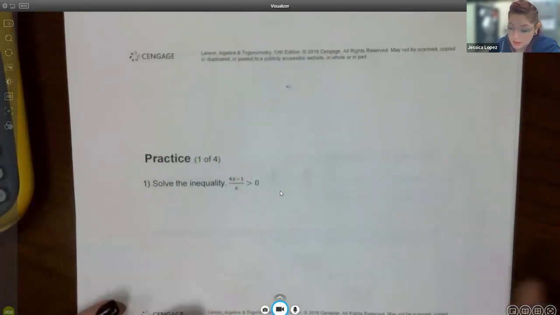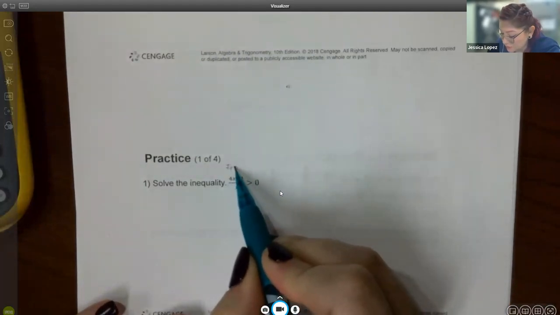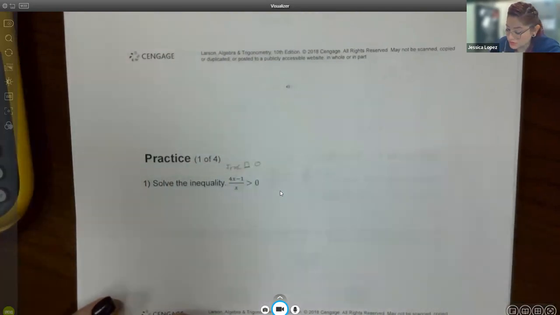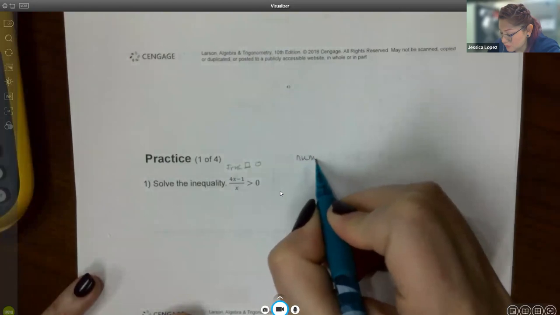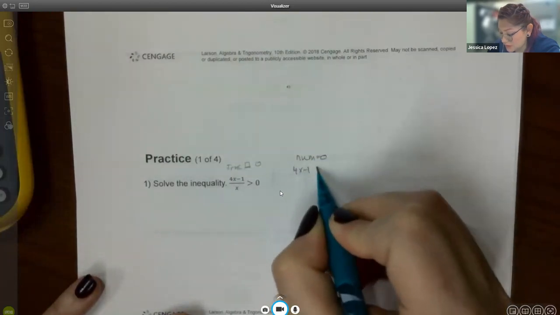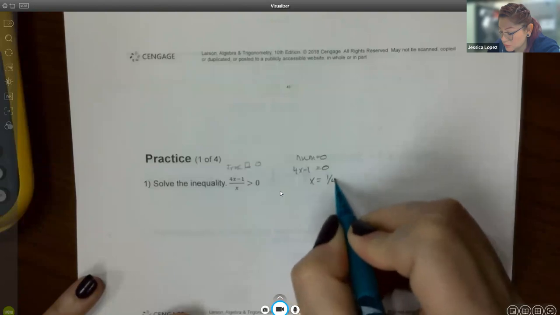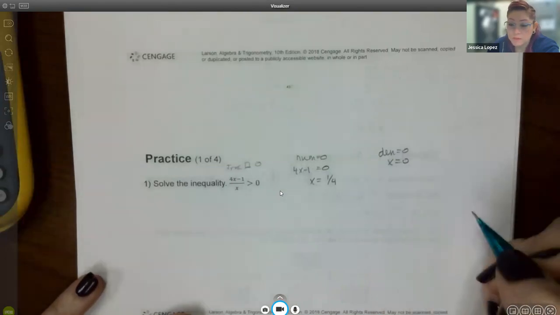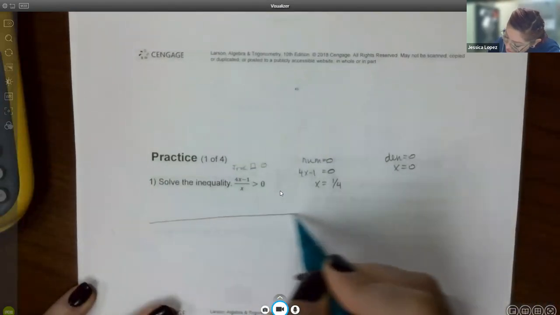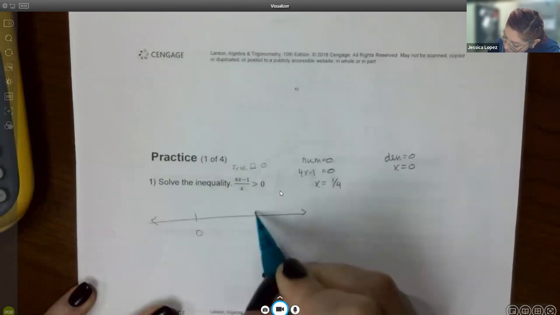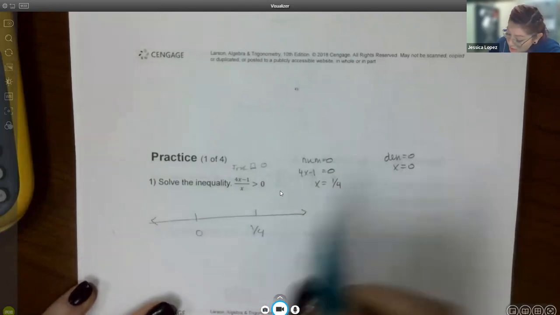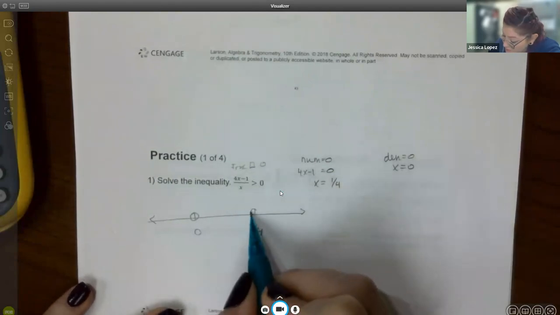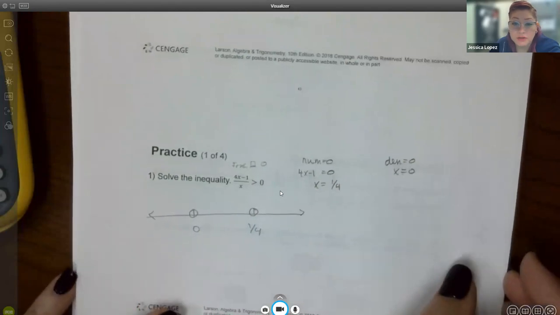Here's an example. Now this one does already have it in that form, a fraction, a symbol, and zero. So we are ready to just start taking the key numbers. So when I take the numerator equal to zero, that's 4x minus 1 equal to 0, which is x equal to 1/4. If I take my denominator equal to 0, I just get x equal to 0. So these are my key numbers. Here's 0, here's 1/4. The one from the denominator will automatically have an open circle. And because I do not have a bar, this one will automatically have an open circle as well.